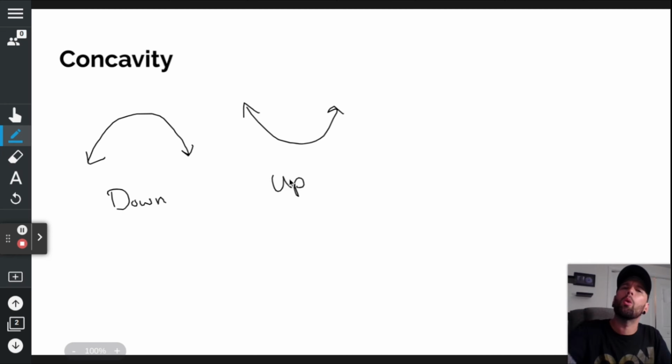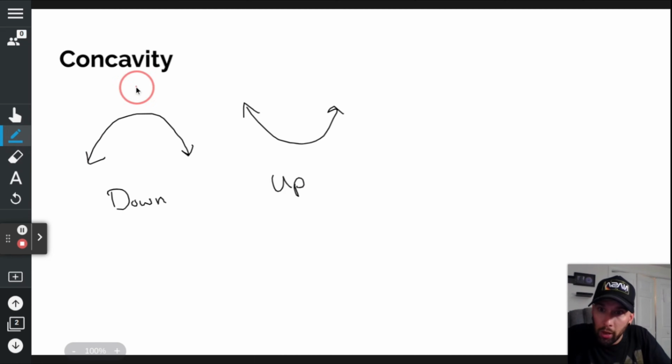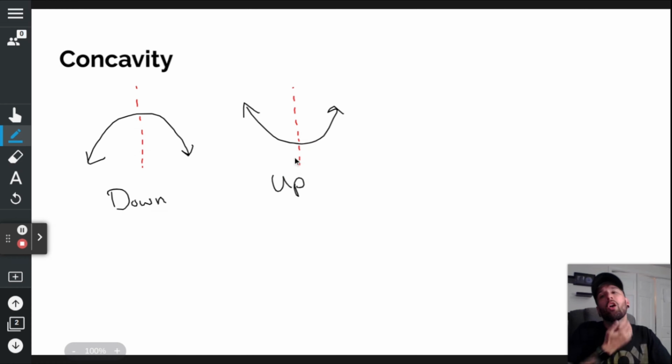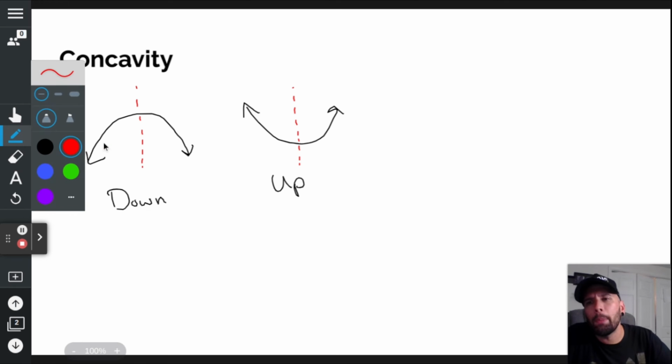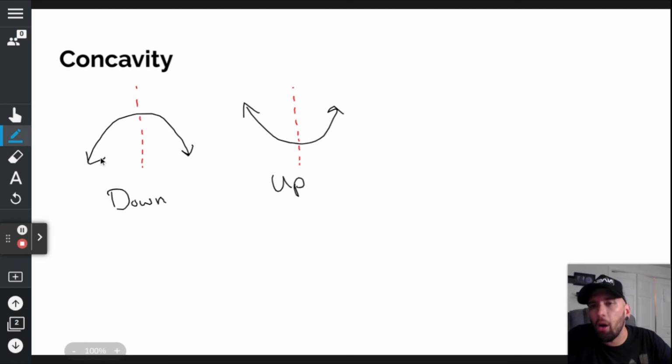Now let's explore what we're dealing with here. With concavity, we see symmetry. So let's draw lines of symmetry straight down the middle of our concave down and our concave up. Now, what we have with concavity is we're pretending that we are on a skateboard, either going up a hill or going through like a half pipe or something like that.